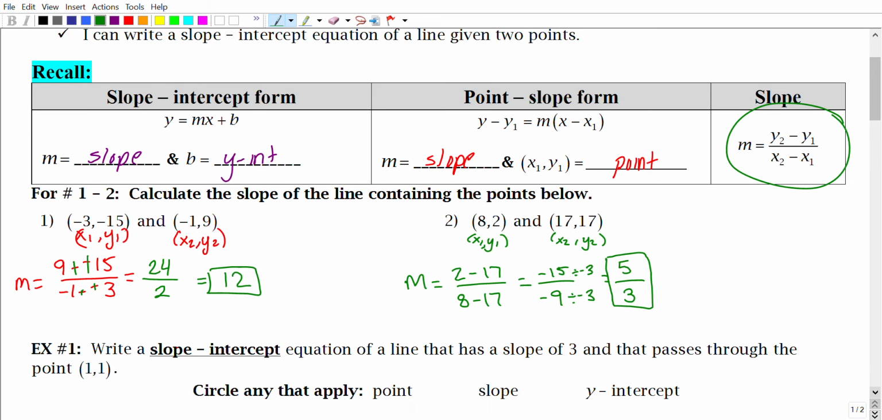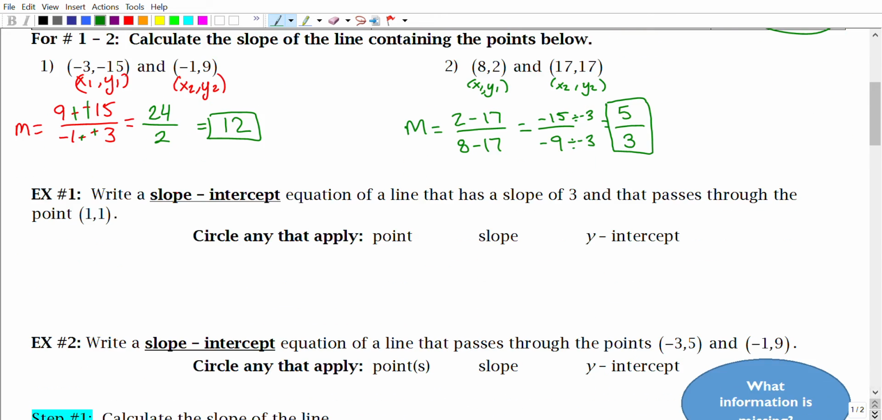So let's continue on with our first example on how to write a slope-intercept equation depending on the information we are given. So what are we given in this particular problem? It says write a slope-intercept equation of the line that has a slope, let's highlight a few things here, we have a slope of 3 and it passes through the point 1, 1. So what do we have? Well, we have a slope, so this is my m, and we have a point, so I have an x1, y1. Okay, a point and a slope.